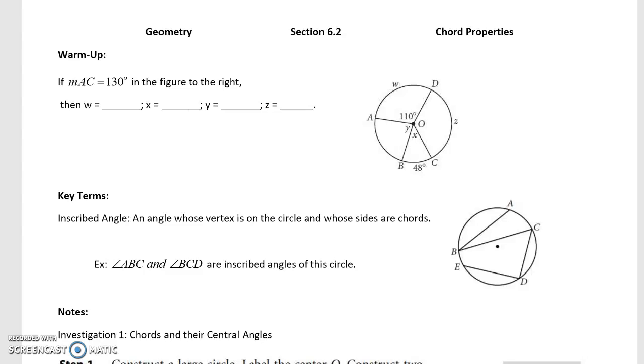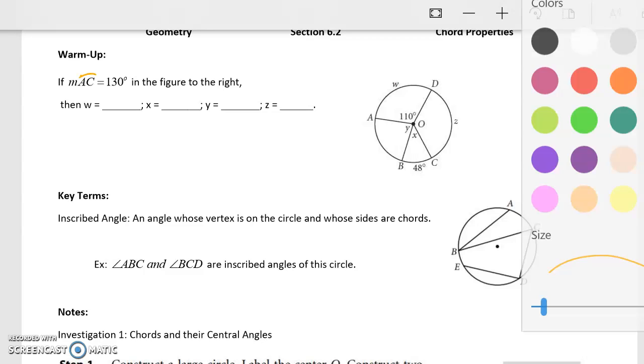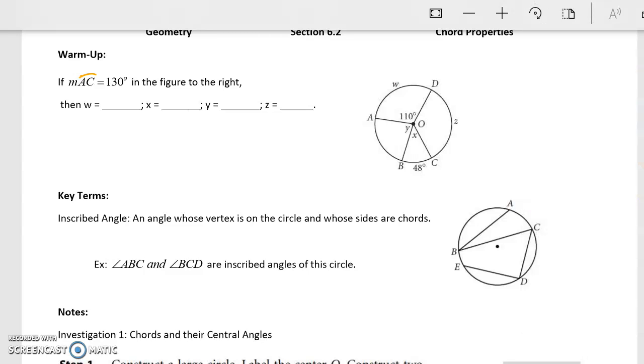In this video, we're going to take a look at section 6.2, chord properties. So, I don't know why my arcs aren't coming through here. All right, so for our warm-up, we're going to take a look again at central angles and interpreting arc measures through circles.